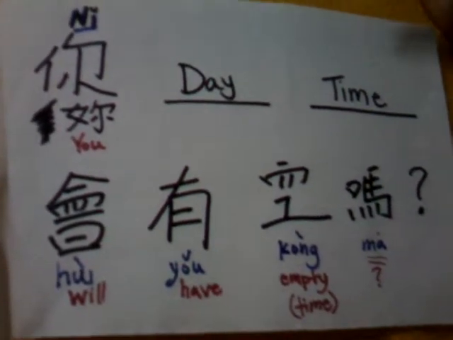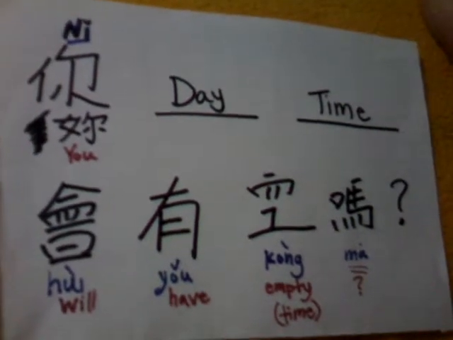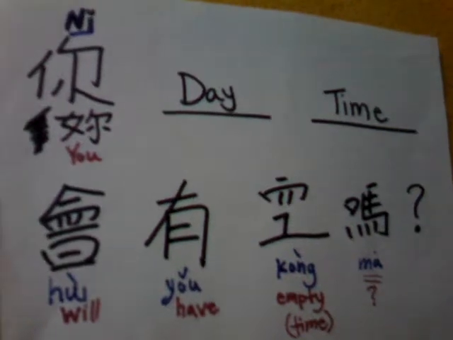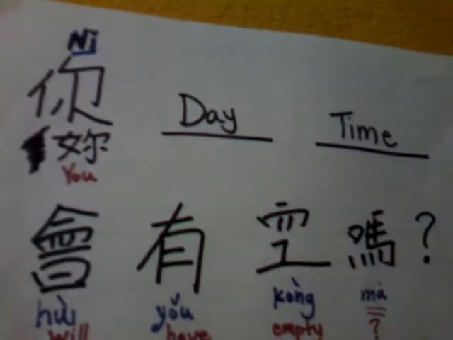So, we're going to talk about next time how to say the day and the time, how to fill that in. But right now I just want you guys to get, you can also just say to somebody, 你会有空吗? And then they'll probably ask you, when do you want me to have time? And then you can say the time, the day and the time.